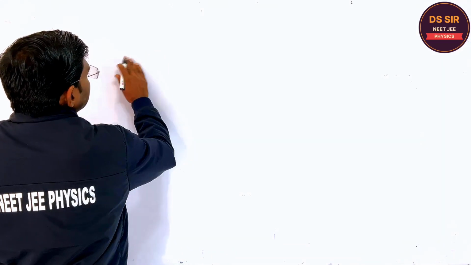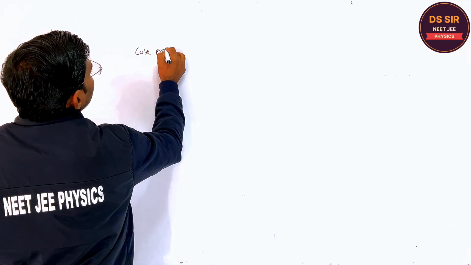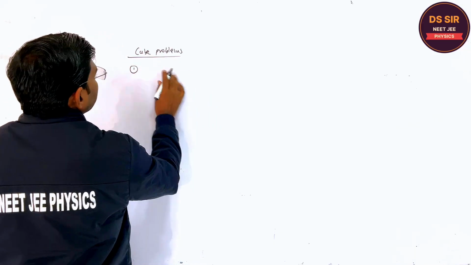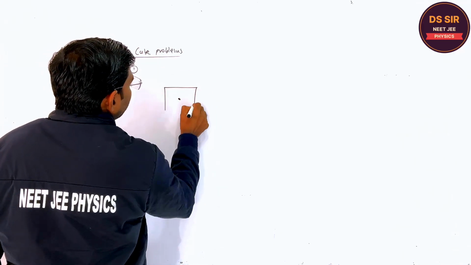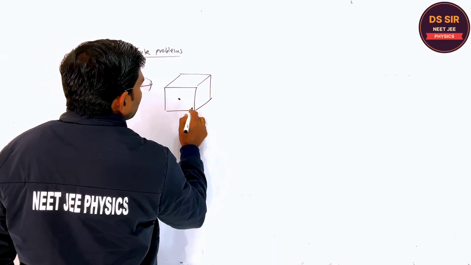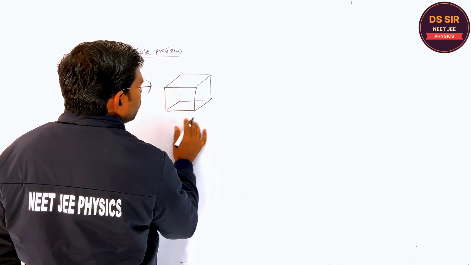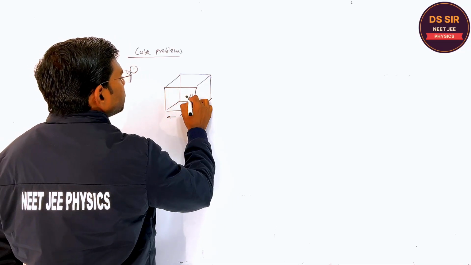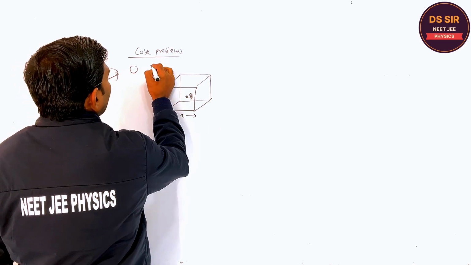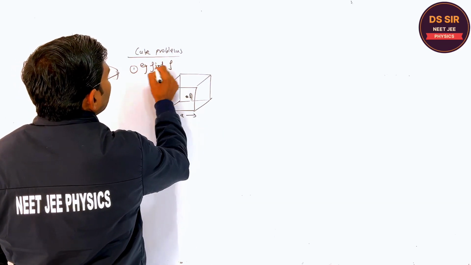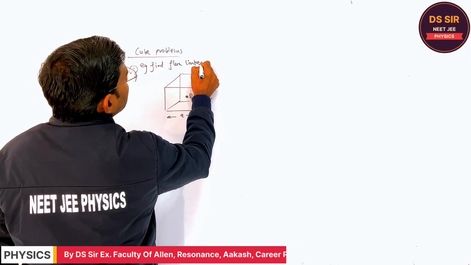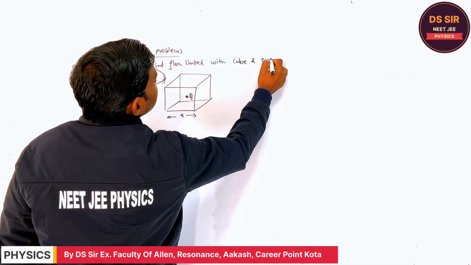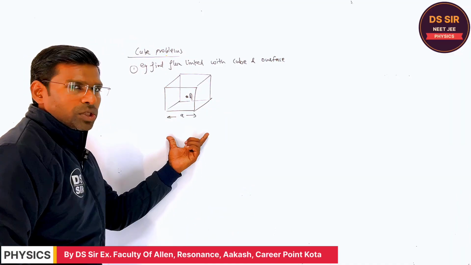Now we discuss some cube problems using Gauss's law. First example: suppose this is the charge and this is the cube, and the side of the cube is a. The charge is placed at its center, and you have to find the flux linked with the cube and with one face. So this is the question.